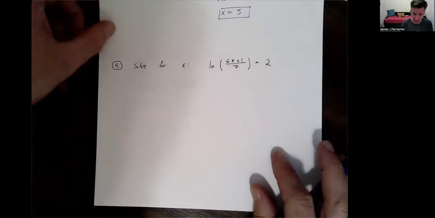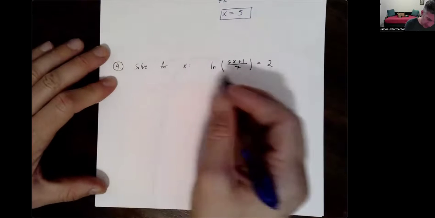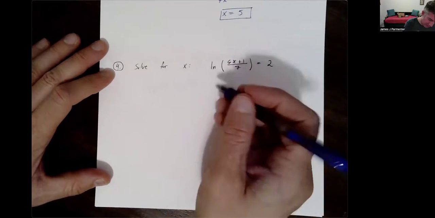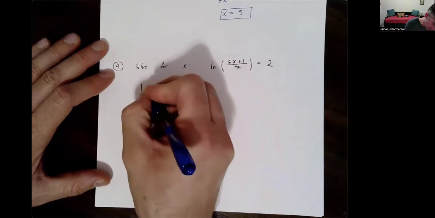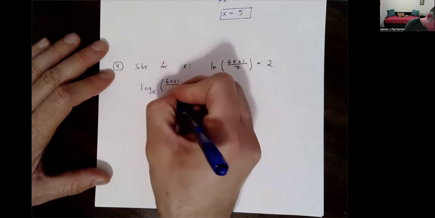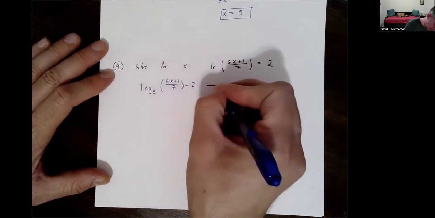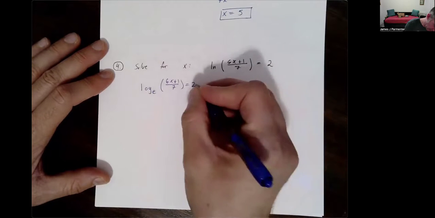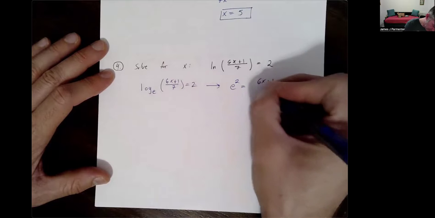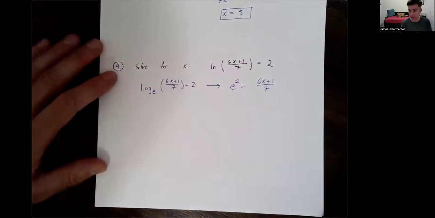So, number 4 here. Solve for x again. This time it's a natural log of something equal to 2. So here, if we're going to rewrite this, it might help us to write it as first log base e of some stuff equal to 2. And then we're going to rewrite it as your base to your power equals the inside stuff. This one's not going to simplify quite as nicely, but we're still going to solve for x.